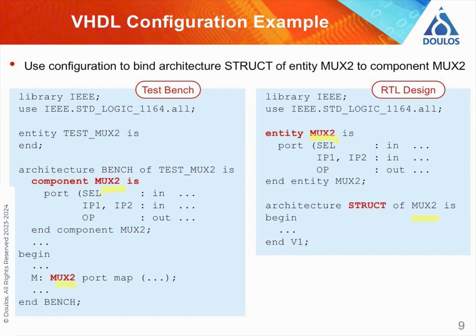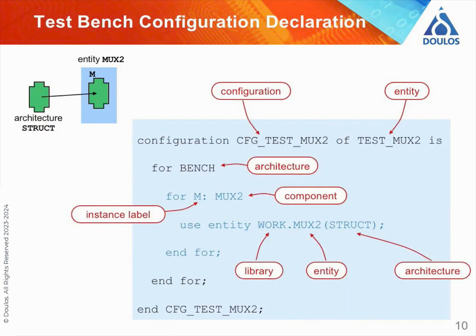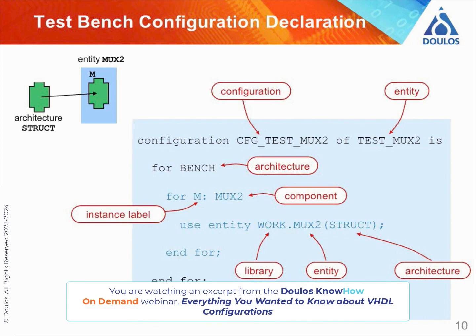How do I then place the entity mux2 into the component socket? Well, I do that by writing a configuration. The configuration itself has a name, in this case CFG test mux2, and that's important because the configuration will become what I have to select when I'm trying to simulate my test bench, so I need to know what it's called. The thing it's configuring is the test bench, which is called test mux2, so it's a configuration of test mux2. And it's a configuration for the architecture bench. That's the architecture of the test bench of test mux2.